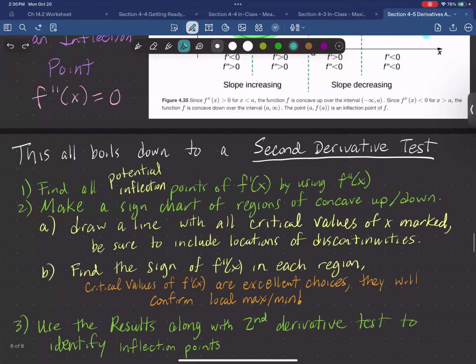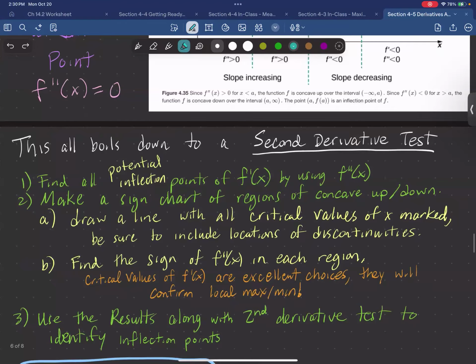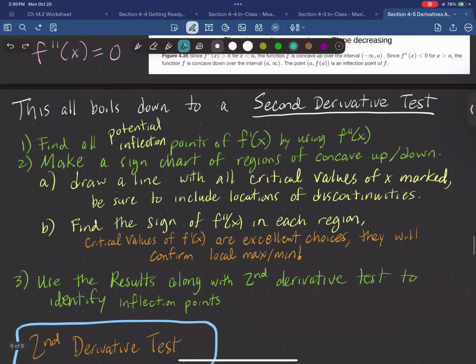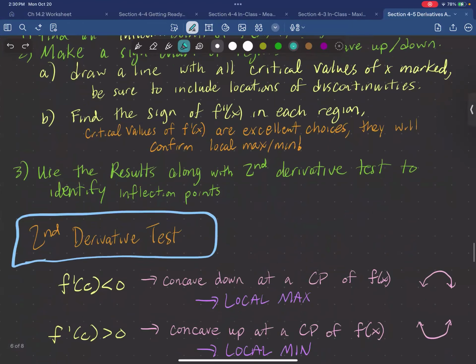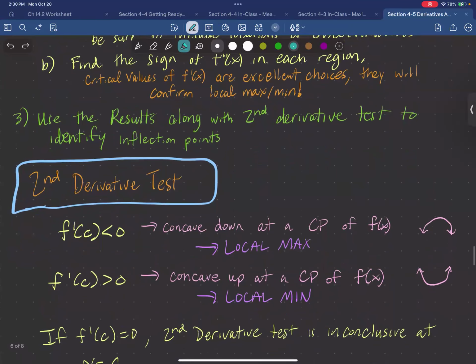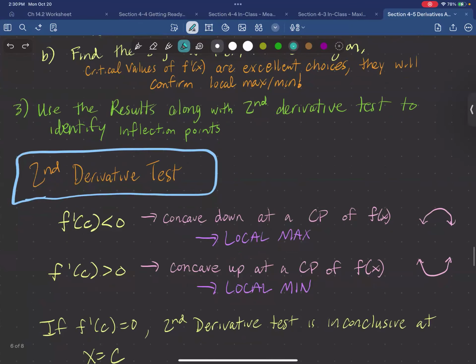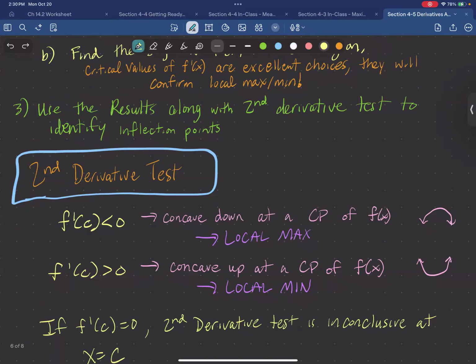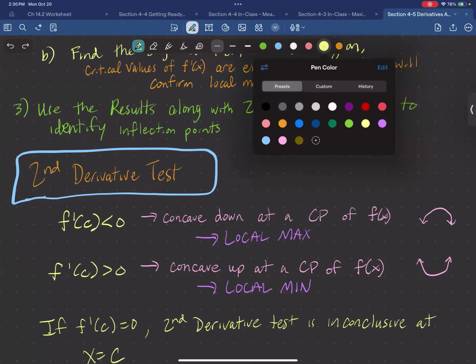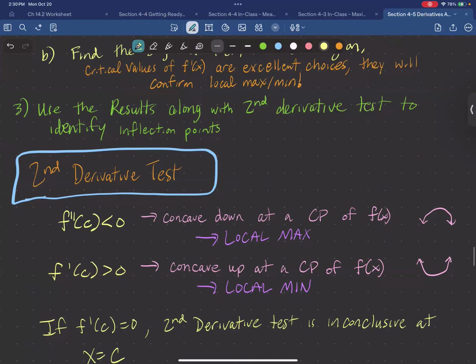So then we're going to use those results along with the second derivative test, this concavity issue, to identify inflection points, and putting the second derivative test in words. I only got one single derivative listed there. Look at that, that's all wrong. If the second derivative is less than 0, it's concave down at a critical point, which means it's making a hill, which means it's got a local max.